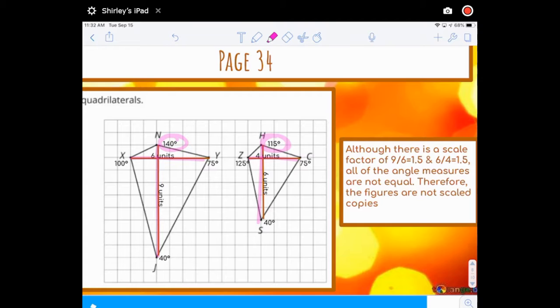Okay, so now I'm hoping that me going over this helped some of us that might have been a little bit stuck on calculating scale factors and finding scaled copies.